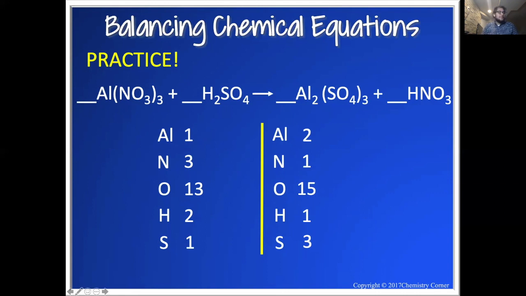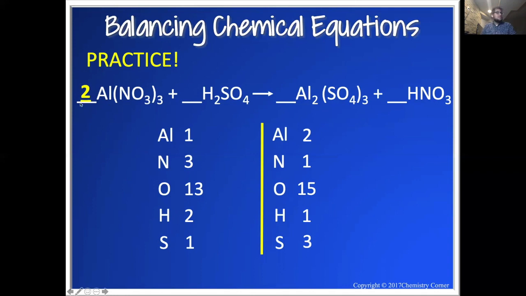If I look at these aluminums, okay, I've got 2 on this side and I need to have 2 on this side. So I'm just looking at aluminum, ignore all the other elements. We're just fixing aluminum right now. So the way to fix aluminum, you guessed it, because I only have 1 aluminum on the left, I have to add a coefficient of 2 right here in front of this entire molecule, right? Because aluminum is part of this molecule. I can't separate that molecule. I have to add a coefficient in front of the whole thing.